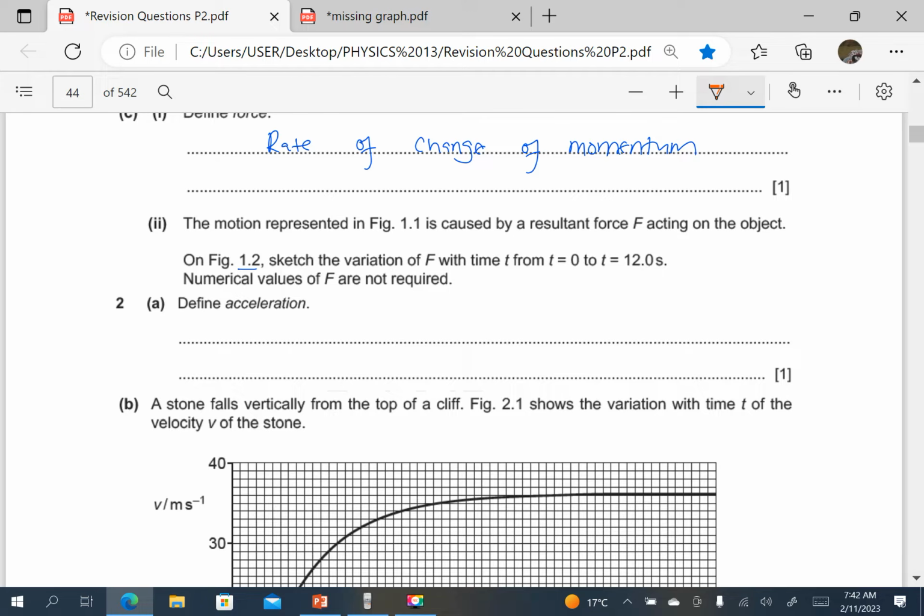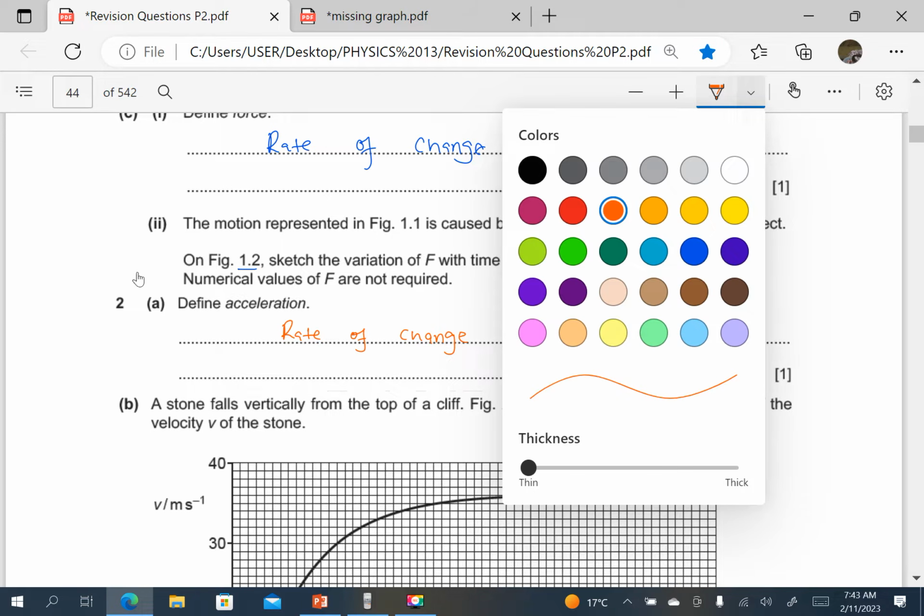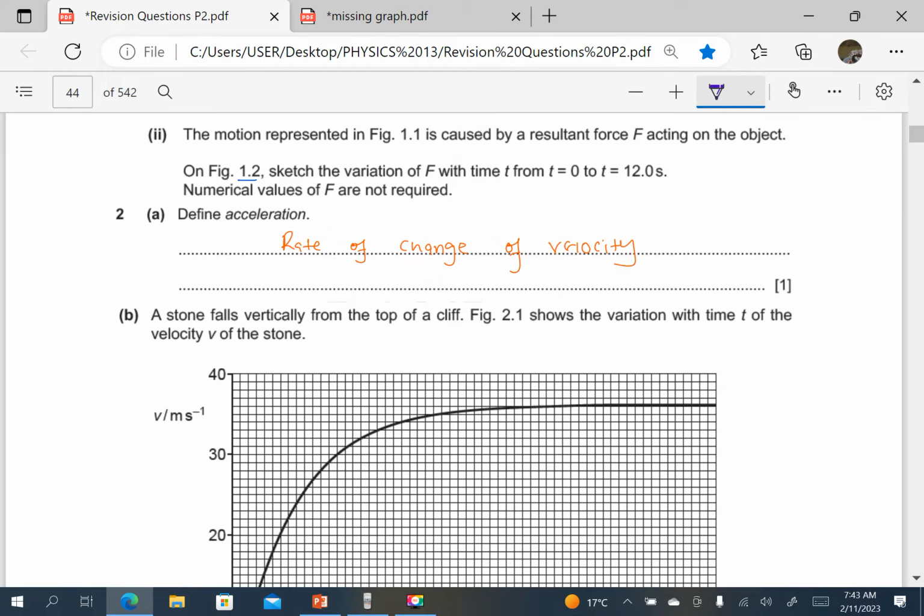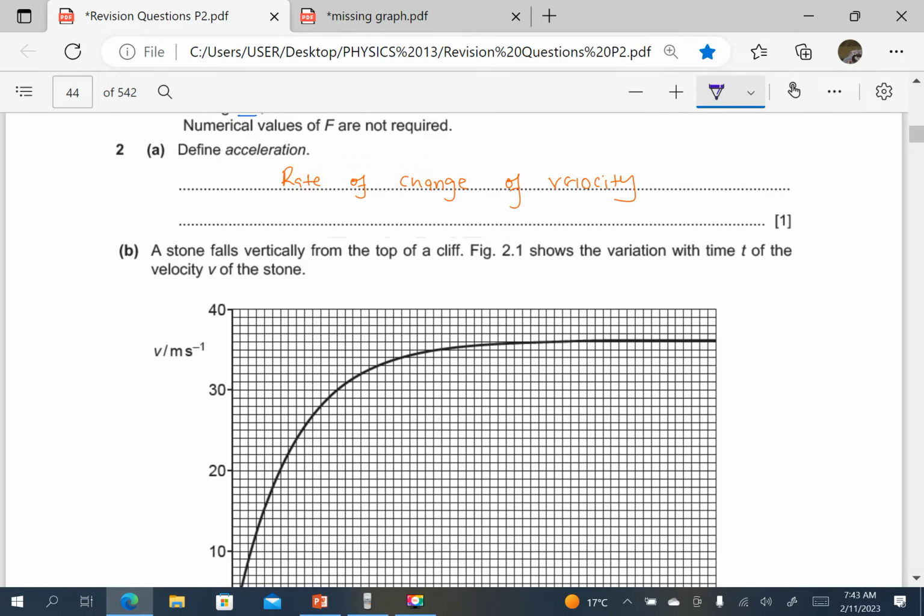Define acceleration. Of course, we know that acceleration is the rate of change of velocity. Rate of change of velocity, that is acceleration, or change in velocity over time. Acceleration is not just velocity over time, it must be change in velocity over time, the rate of change of velocity.